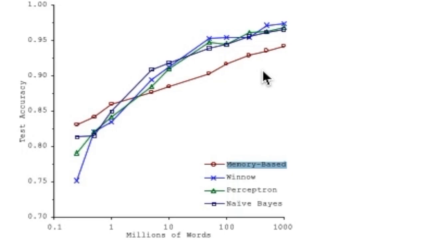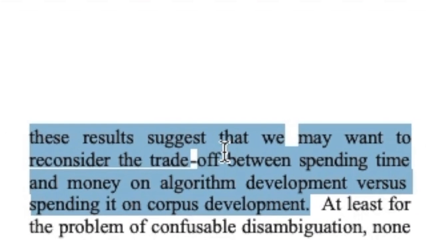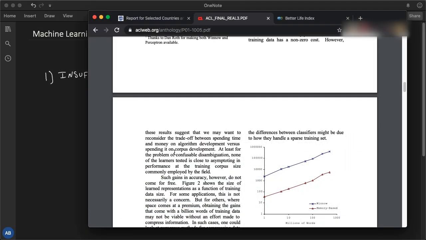But this only happens given enough data. So look here, we're giving them 1 million, 10 million, 100 million words so that they perform almost the same. And I quote, the authors say that these results suggest that we may want to reconsider the trade-off between spending time and money on algorithm development versus spending it on corpus development. So over here, it's algorithm versus data. That's the point here. The idea is that data matters more than algorithms nowadays. So the more data you have, the more powerful the algorithm could perform. As we saw over here, many different algorithms performed equally well.